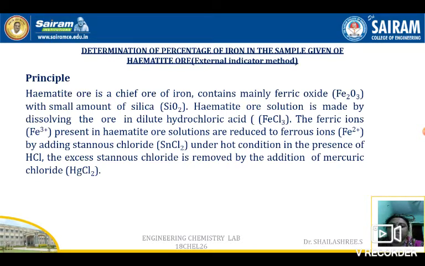The principle of this experiment is, hematite ore is one of the chief ores of iron, which contains mainly ferric oxide with a small amount of silica. Hematite ore solution is made by dissolving the ore in dilute hydrochloric acid, that is FeCl3. The ferric ions present in hematite ore solution are reduced to ferrous ions by adding stannous chloride under hot condition in the presence of HCl. The excess stannous chloride is removed by the addition of mercury chloride.